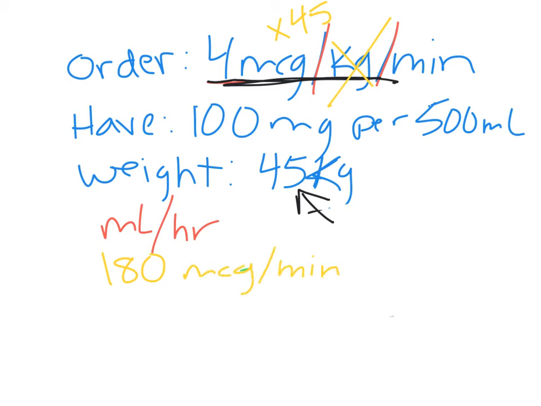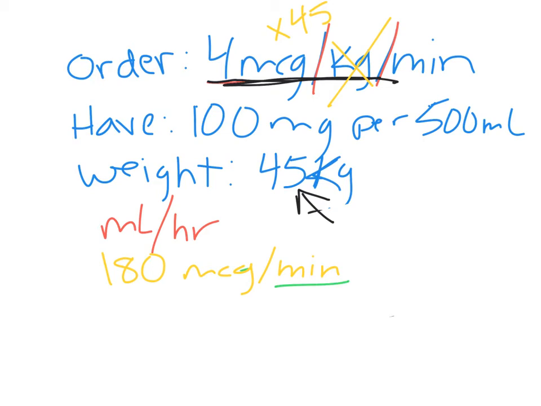If it was a 60 kilogram person, we would have multiplied it by 60 to show that they need a little bit more per minute. If it was only a 20 kilogram patient, we would take 4 times 20 to show that they need a little bit less per minute. So this is just incorporating that patient's weight first to get that out of the way. And now it looks very similar to the problem we just looked at a second ago.